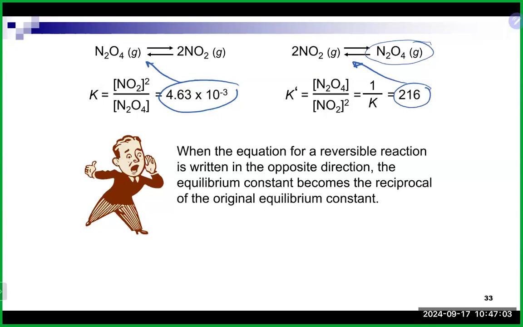Now, what are other things that you might do to manipulate equations, which are very common? Obviously, if we add them together, we multiply the K values. If we reverse the reaction, we take 1 over the K value. Sometimes another very common thing you do is, let's just say we have this, and K equals 10, right?